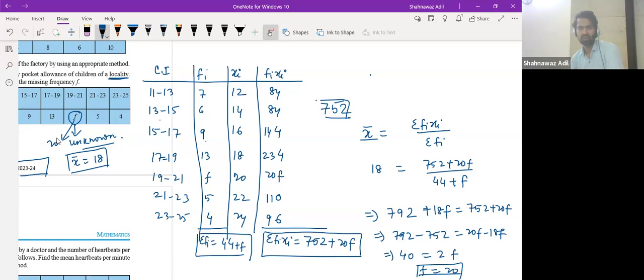No, sir. Okay, so please note it down. Sir, this is 792 plus or minus 18f? Oh, this is plus, right? So we are cross multiplying 18 with 44 plus f. Okay, that's it.